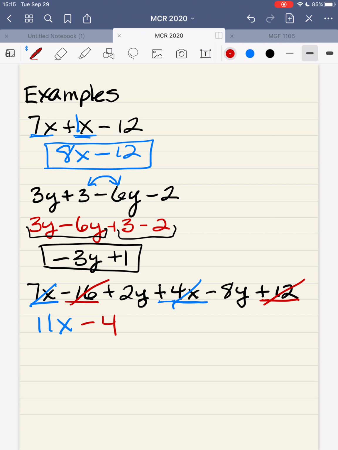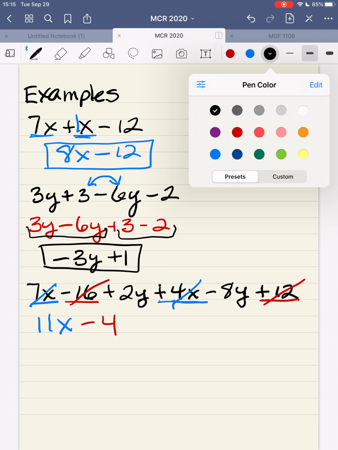Last but not least, I'm trying to get another color here, sorry. No, I don't want that one.